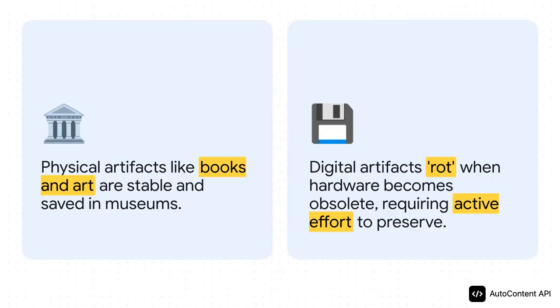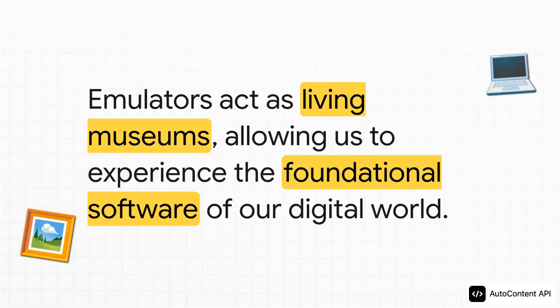And this right here highlights a really unique challenge of our time. You see, we preserve physical things like books and paintings in museums because, well, they're stable, they last. But digital artifacts, they're incredibly fragile. Software doesn't just get old, it rots. The moment its original hardware disappears, it becomes completely unusable. It takes an active, constant effort to keep this stuff alive. And that is exactly why projects like Einstein are so vital.